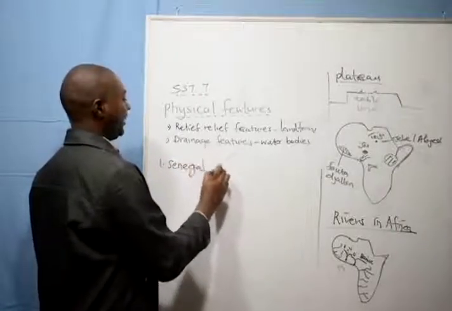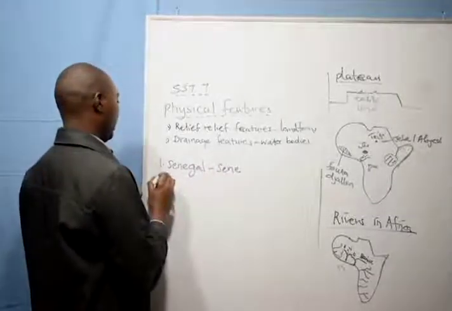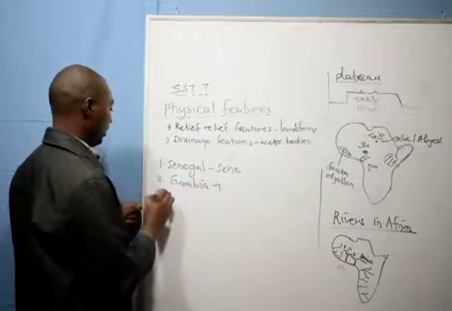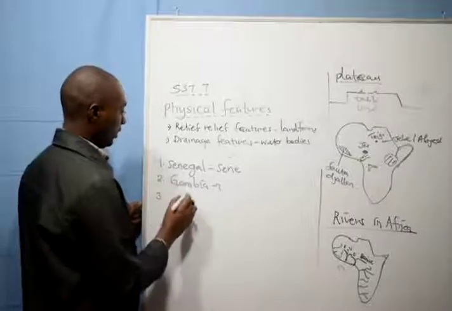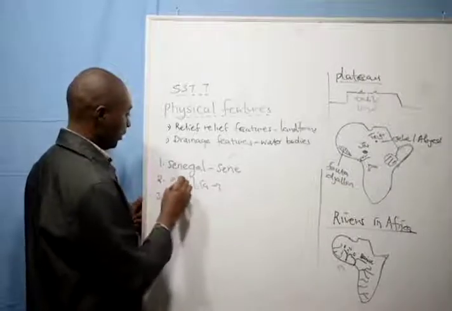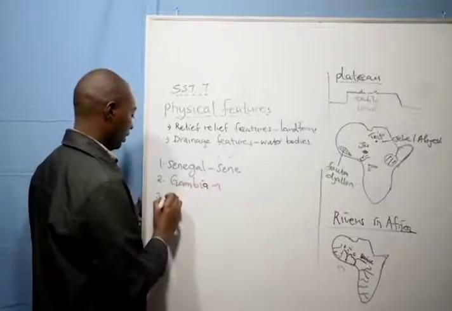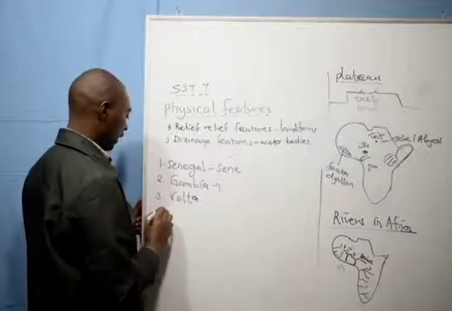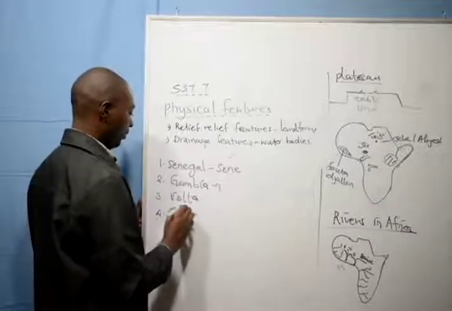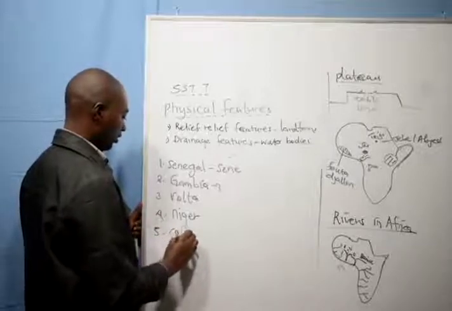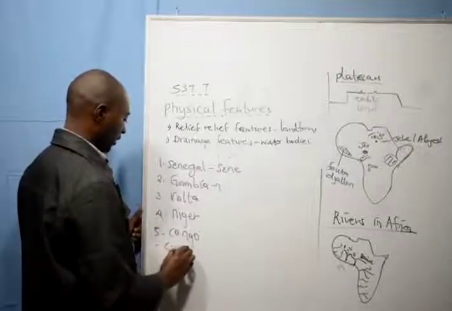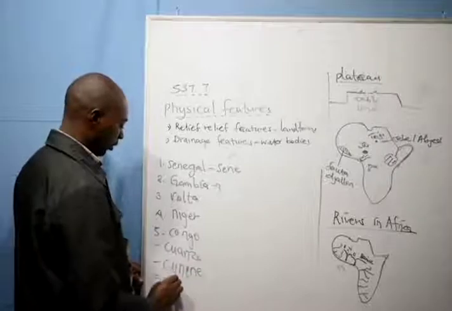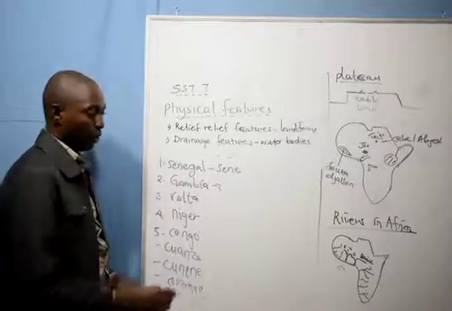Then number two is River Gambia. Senegal. Then we have River Volta. We have River Niger. We have River Congo. We have Kwanza. We have Kunene, and we have Orange, as I have drawn them, although you draw better than this.